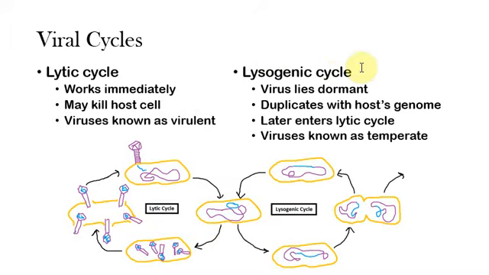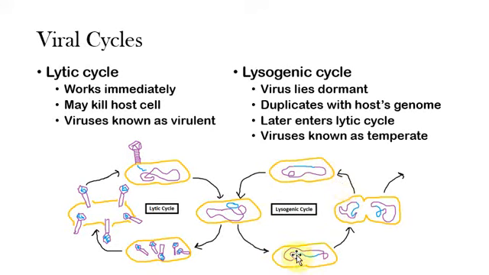Next we have the lysogenic cycle. The main difference between the lysogenic cycle and the lytic cycle is that in the lysogenic cycle, the virus will actually lie dormant. After this genome has been inserted, it will go along this alternate pathway rather than going down the lytic cycle. That genome will fuse with the bacteria's genome, or the genome of whatever the host cell is. And every time the host cell duplicates, every time the host cell splits, it will take that genome into both daughter cells.